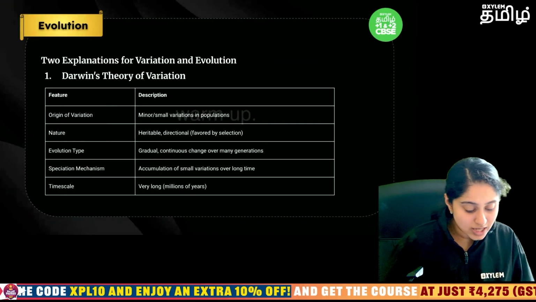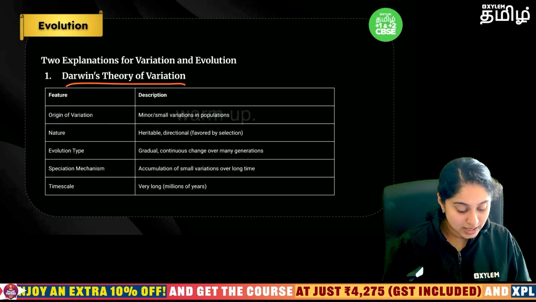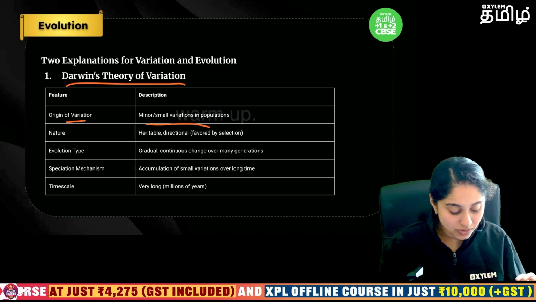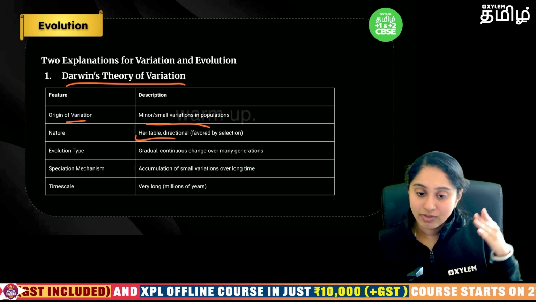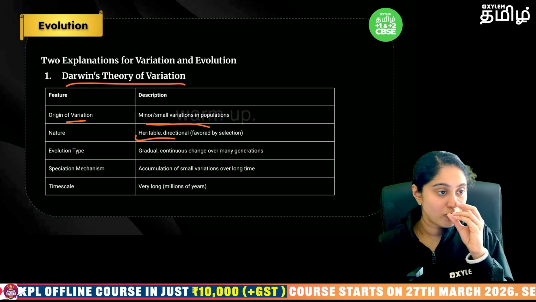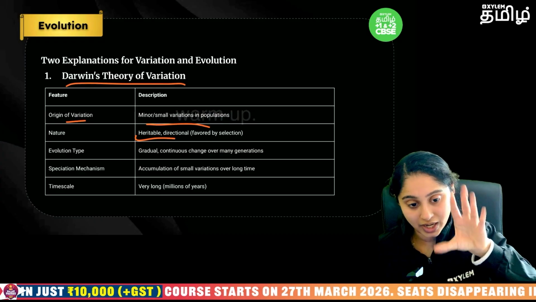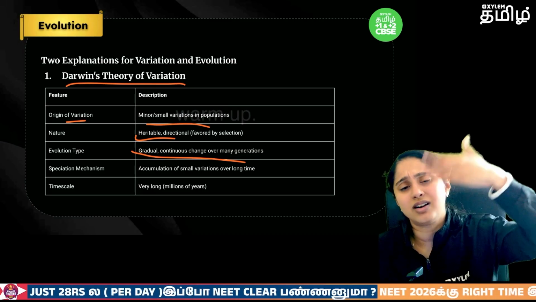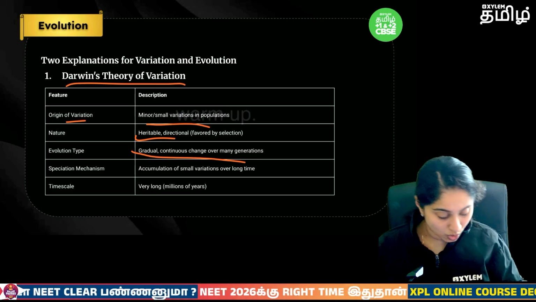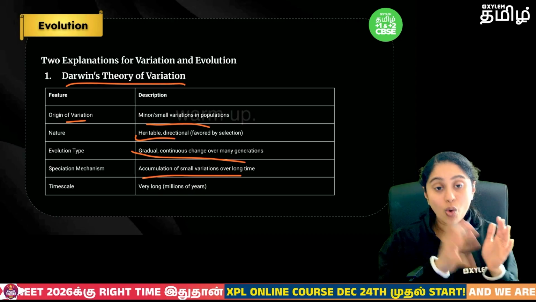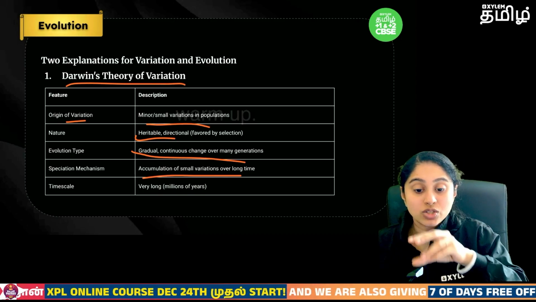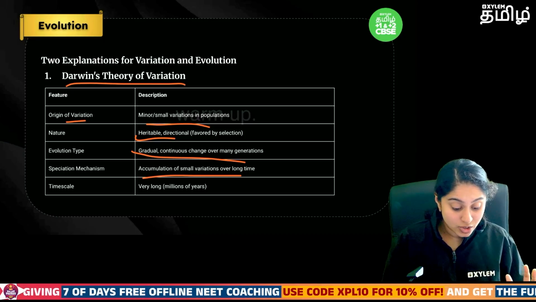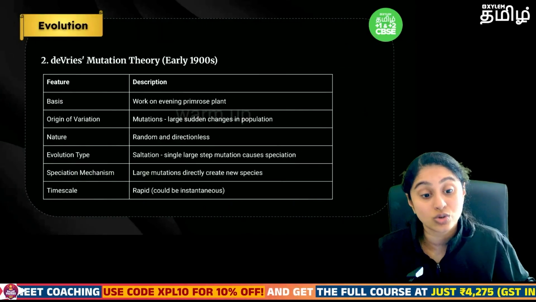Because Darwin's theory, what did it say? It said that small variations will happen. All these variations are heritable and they will only move towards one direction. So if the beak is changing, only in one direction it will keep changing. It is very gradual. It takes generation after generation, and only then will it change. He also said that over a long time, small variations will accumulate and the organism will change slowly. The time scale, he said, will be millions of years.